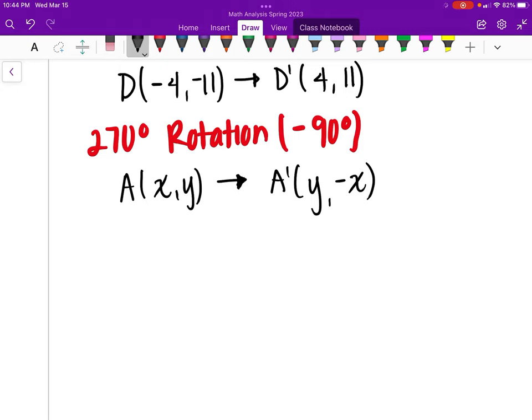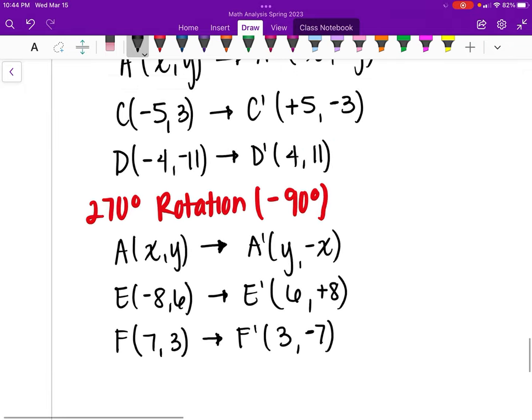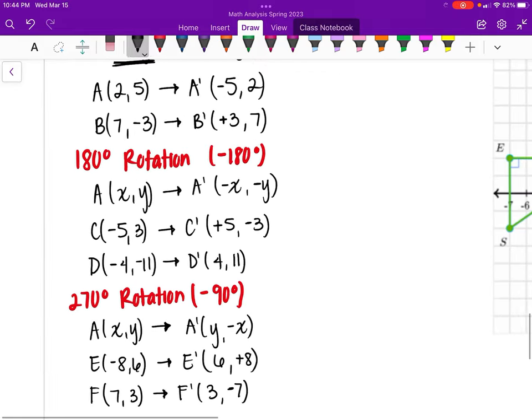Let's take a look at some points here. Let's say E is the point -8, 6. If we want to find E prime, once again, X and Y switch positions. So this is now 6, and this is now going to become 8, because the new Y, the old X, switches signs. Another point, we have F, which is 7, 3. In this case, F prime would now be 3, -7. And those are just examples of rotations based upon points.